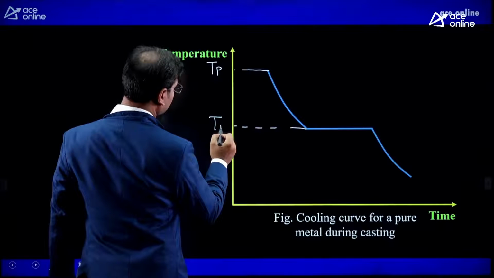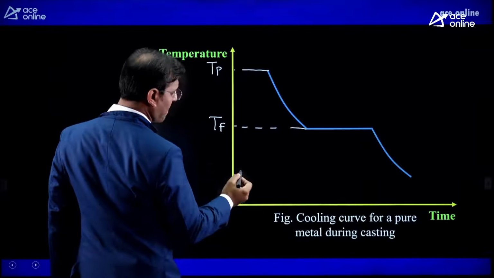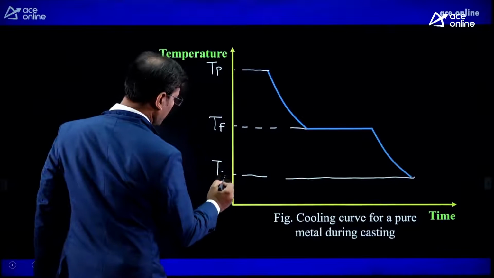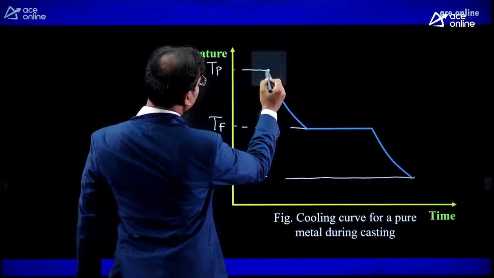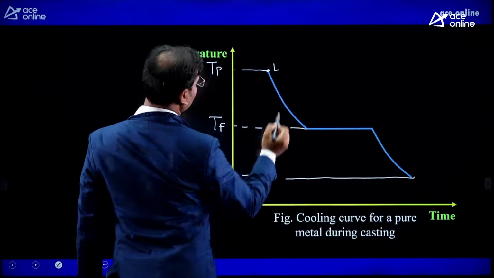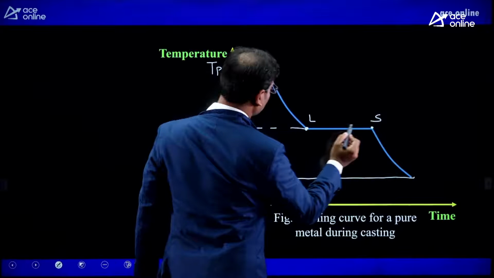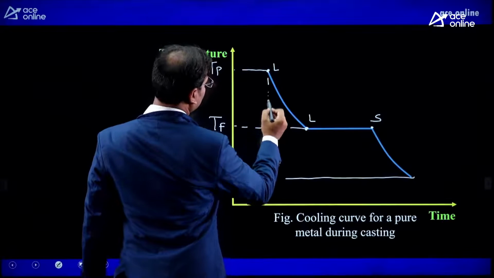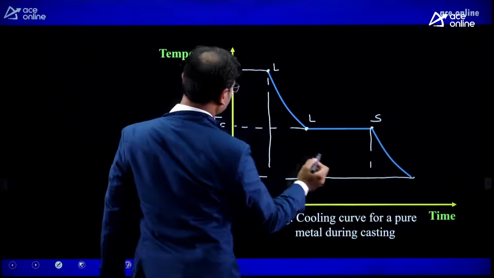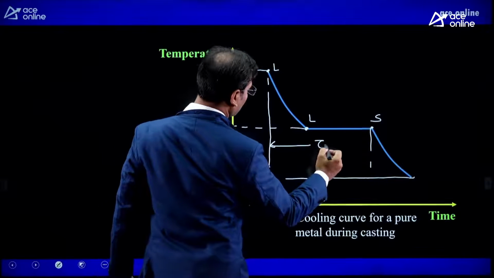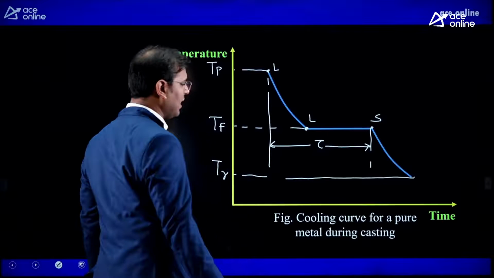This is the freezing temperature and this is the room temperature. Pouring temperature means here the liquid we are going to pour, and here also we will get the liquid only, but here we will get solid. From this point to this point, you can see the time is known as solidification time, denoted by tau.